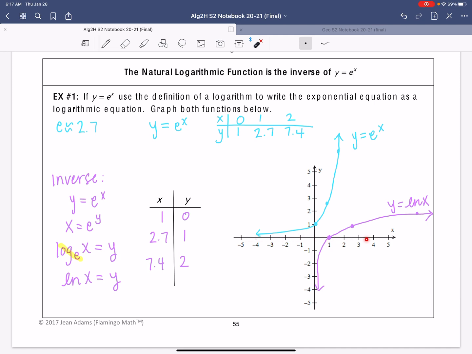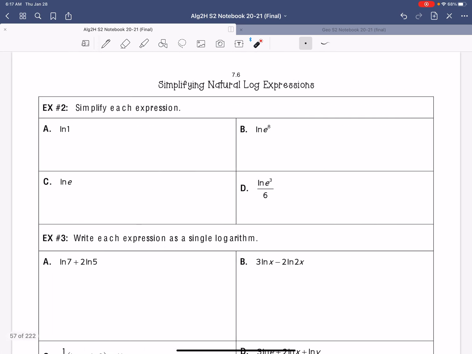Okay, which makes sense. So this had a horizontal asymptote at y equals 0. This has a vertical asymptote at x equals 0. And it makes sense because for inverse functions, we swap x and y. So it makes sense that one has y equals 0, and then we swapped it with x equals 0. All right, let's go ahead and go to our next page.